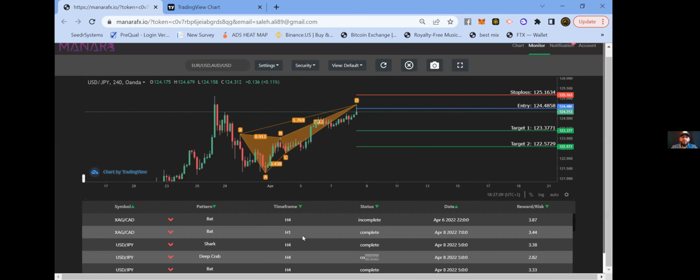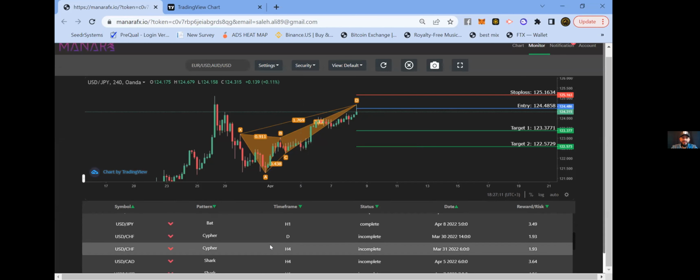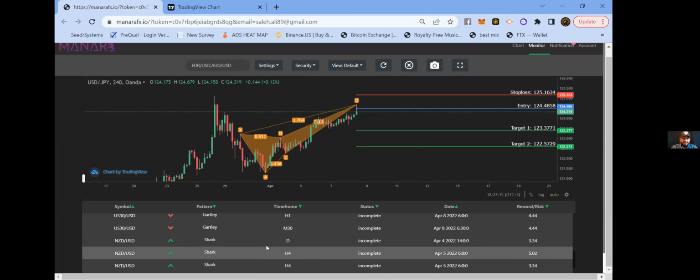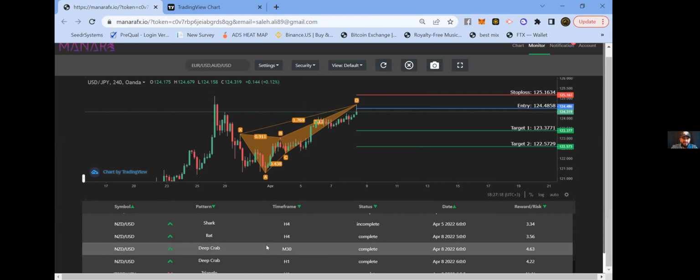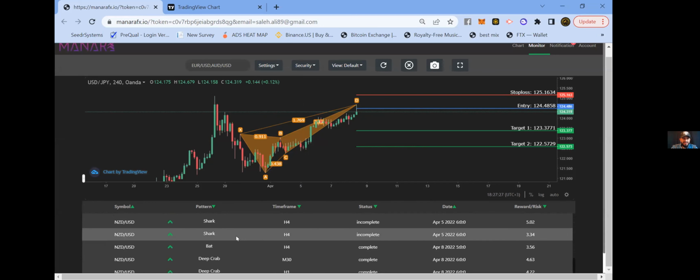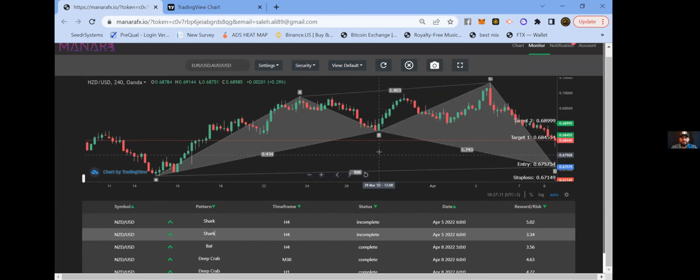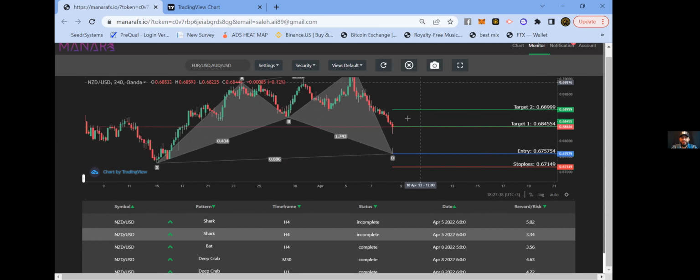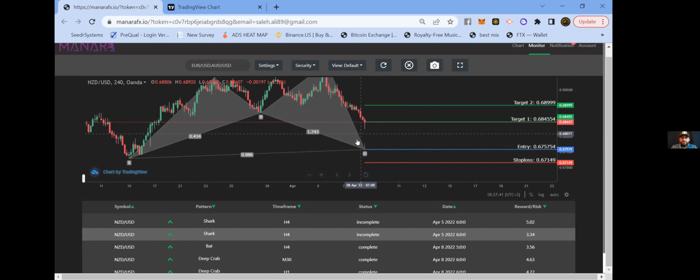Okay. Now I'm going to show you what an incomplete trade looks like for another pattern. So let's see here. We got a deep crab that, no, this is also complete. Okay, incomplete. Let's see. All right, let's look at this NZD USD shark on the 4-hour time frame that's incomplete, okay? So what does incomplete mean? Incomplete means that the setup has not triggered our entry point yet. As you can see, we're quite a bit of ways away from this.